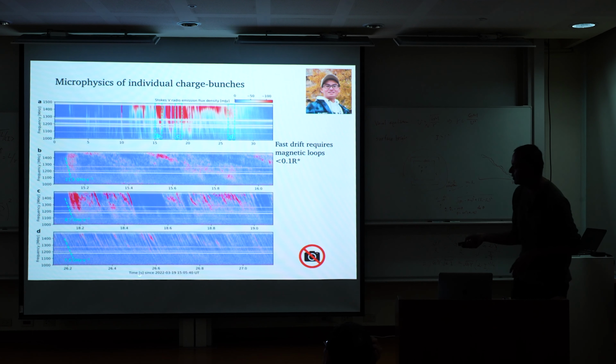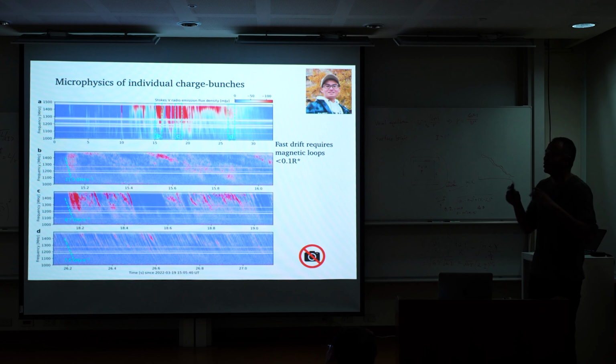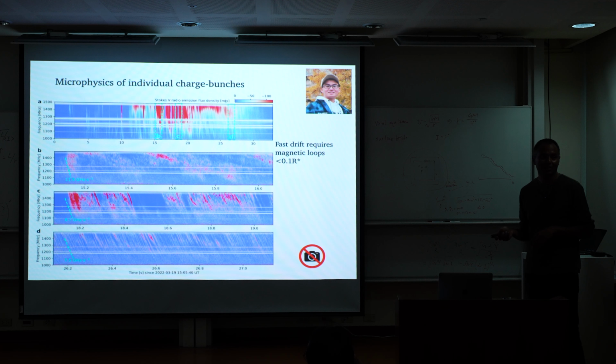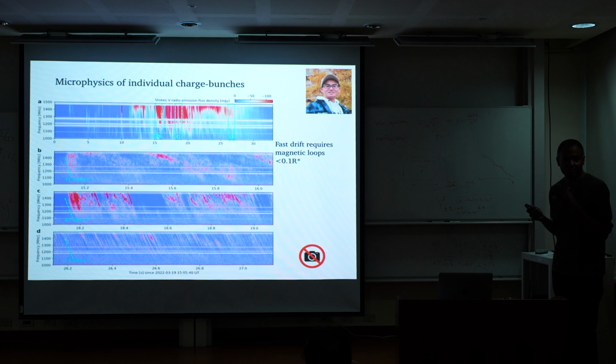You can reuse that and say the fastest this charge bunch can move is the speed of light. It can't move faster than that. So how big is the magnetic structure which will give you this sweep? Asiaa was able to show that this drift requires the structures where the emission is happening to be about 0.1 times the radius of the star or smaller.